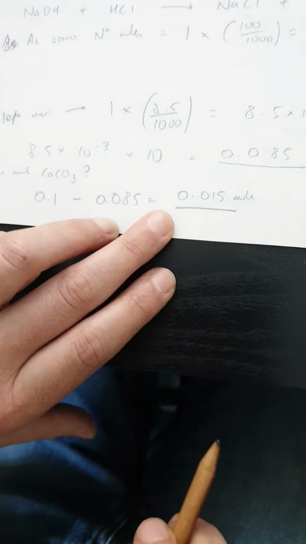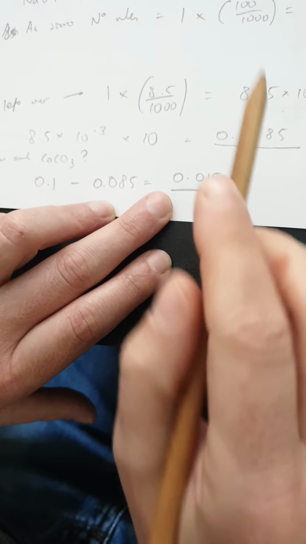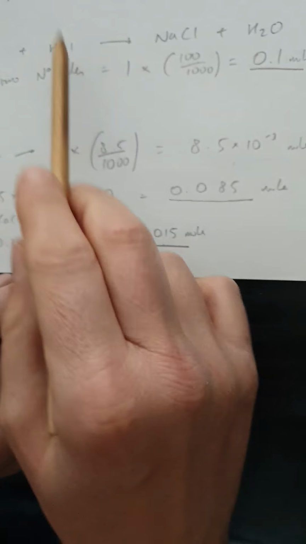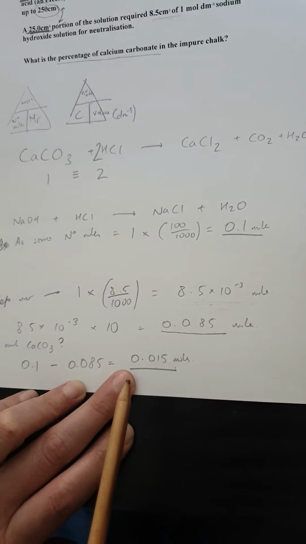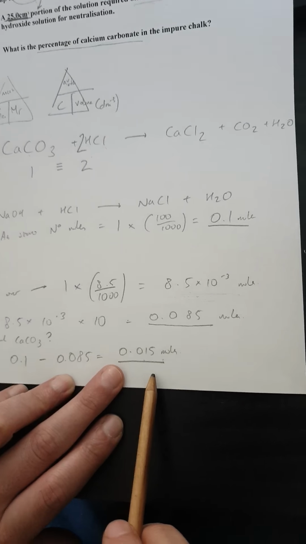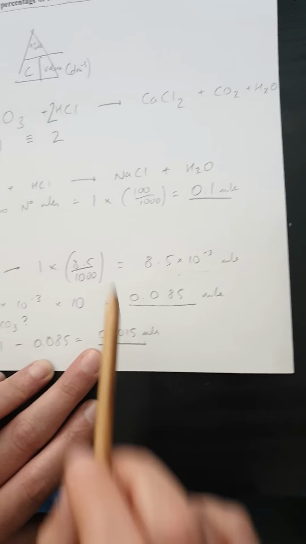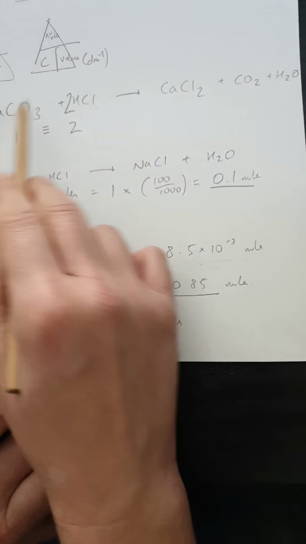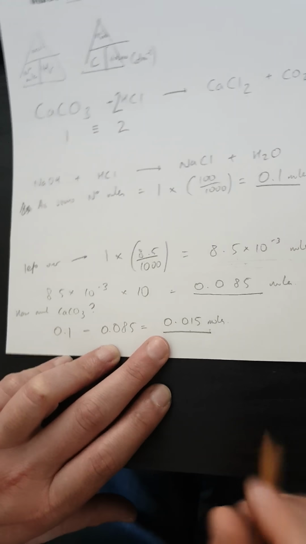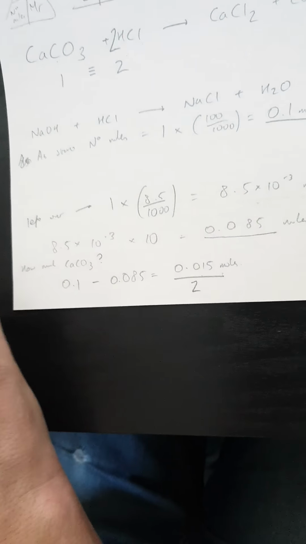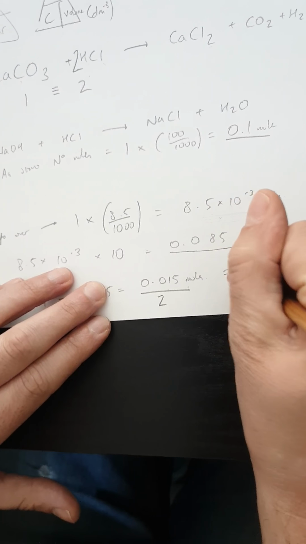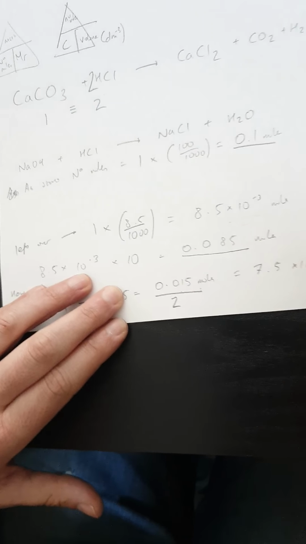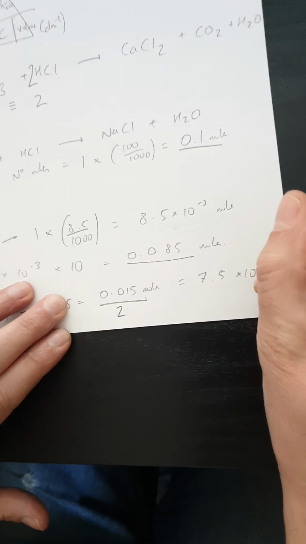However, there's the next confusing bit. Remember, the sodium hydroxide was a 1-to-1 reaction, but this was a 1-to-2 reaction. So we've just worked out, now let me think about this, okay? We've just worked out the number of moles of HCl. But as it's a 1-to-2, we've got half as many moles of calcium carbonate. So we divide that by 2, which equals 7.5 times 10 to the minus 3 moles.